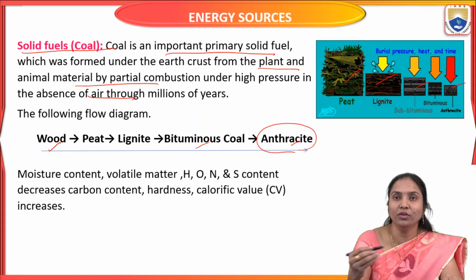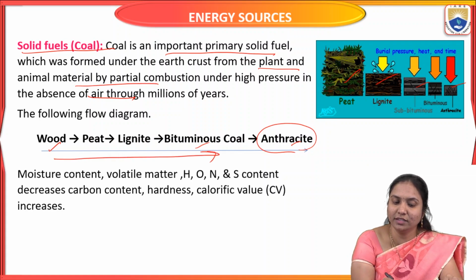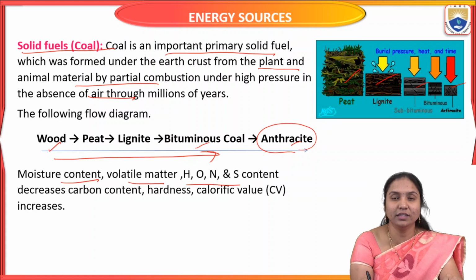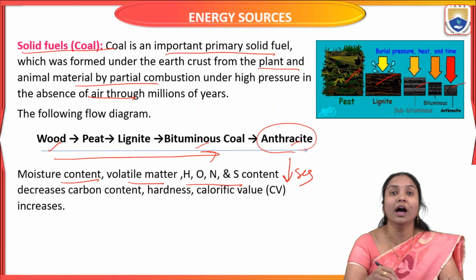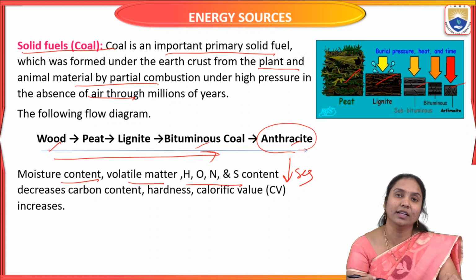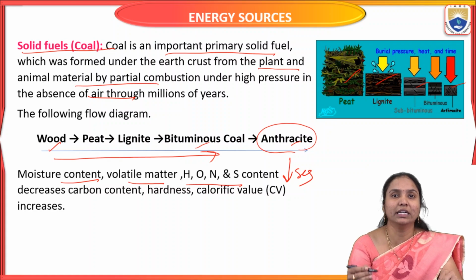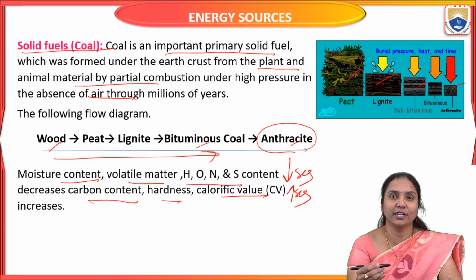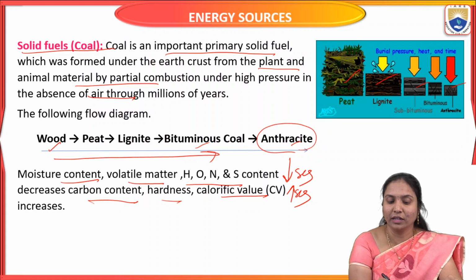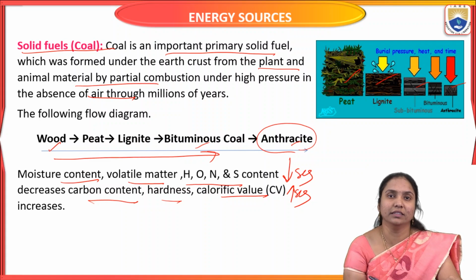From wood to anthracite coal, the moisture content, volatile matter, ash content, and the percentages of elements such as hydrogen, oxygen, nitrogen, and sulfur decrease. And the carbon content, hardness, and calorific value increase.